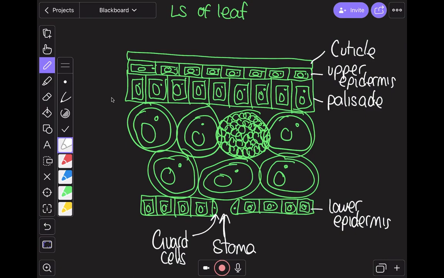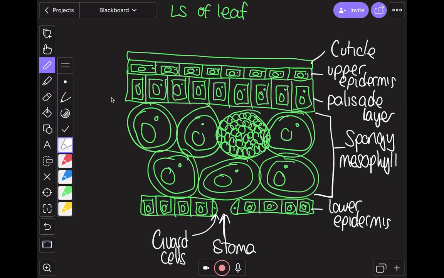So that's your palisade layer. This, because it has the holes, is called your spongy layer, but it's called a spongy mesophyll. Technically it's a palisade mesophyll, but spongy mesophyll or spongy layer. Sorry, I didn't put layer up here. We have our air spaces, and this here is our vascular bundle.